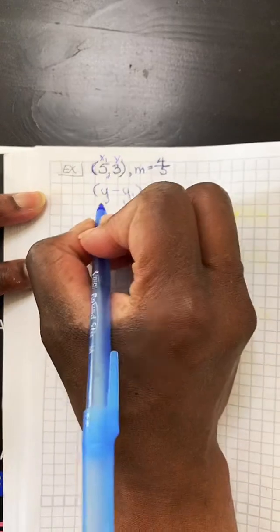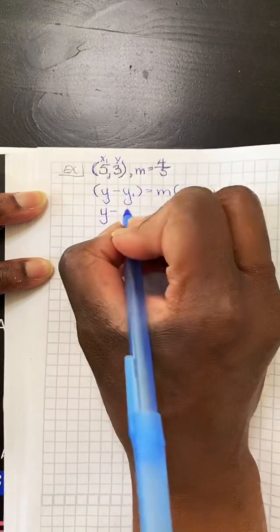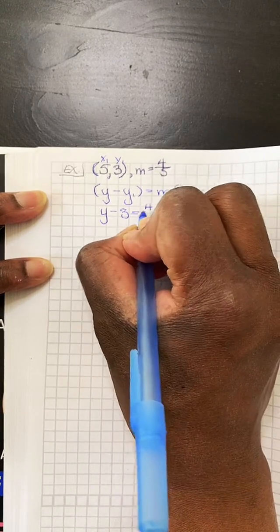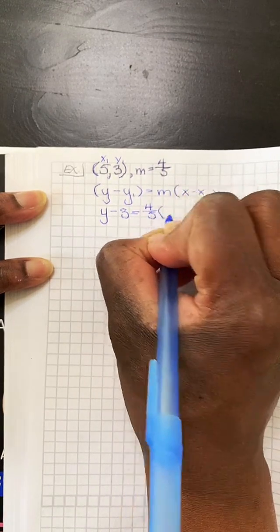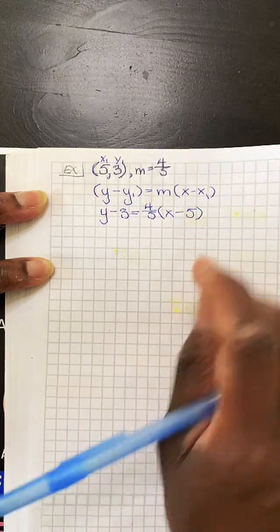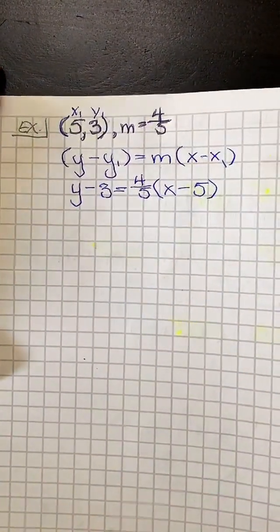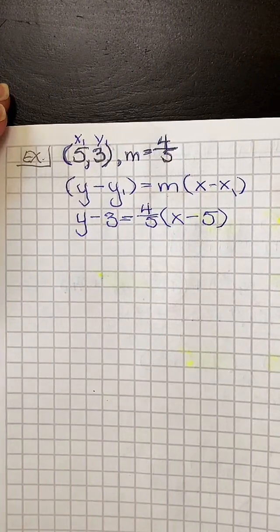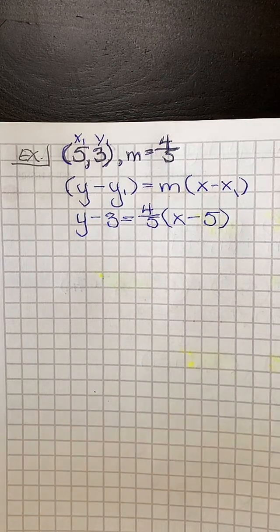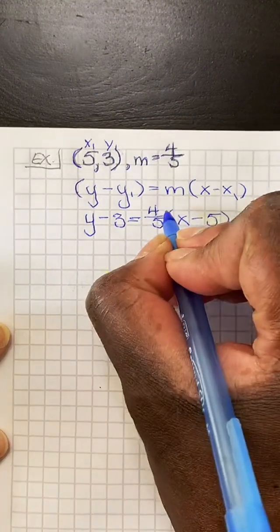So when we plug in, we have y minus my y sub 1, which is 3, equals my m, which is 4/5, times x minus my 5, because that's my x sub 1. All right, so now with this information, we could try to do the distributive property.